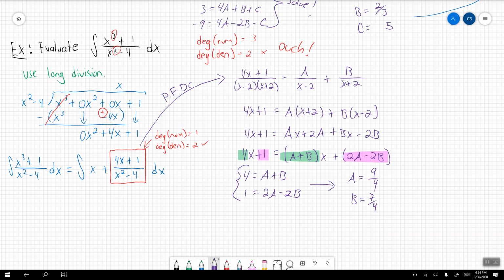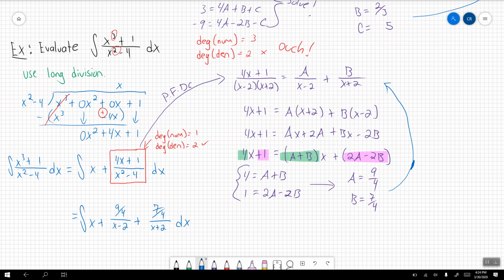And again, we're going to make these substitutions into our partial fraction decomposition that we were working with, but in this particular case, we want to make sure that we insert them using the integral that we're initially working with. So this initial piece for partial fractions breaks down into A over x minus 2. That means it's going to be 9/4 divided by x minus 2 plus 7/4 divided by x plus 2.